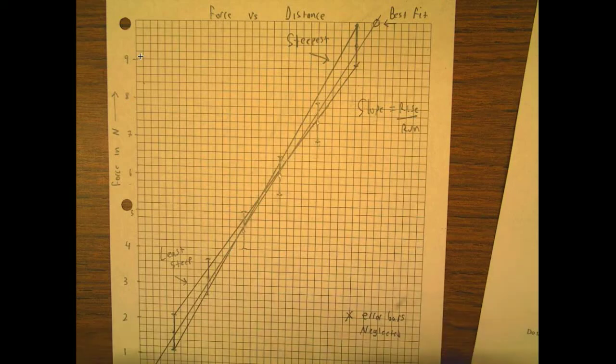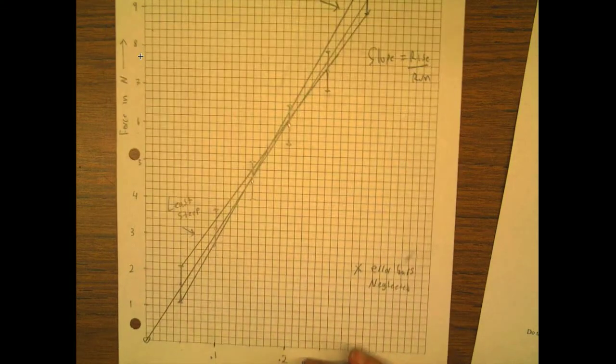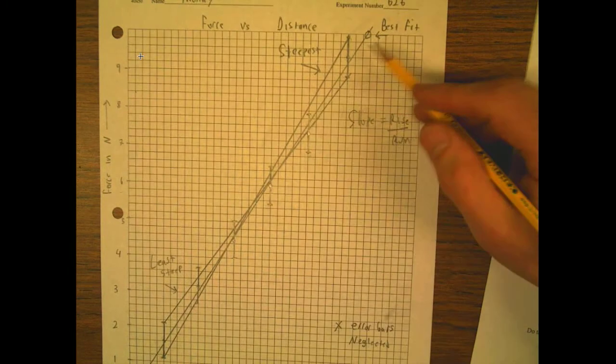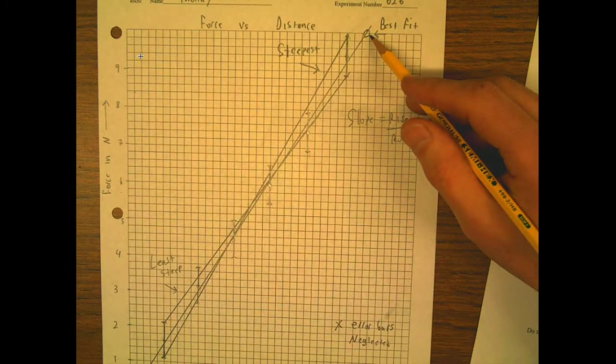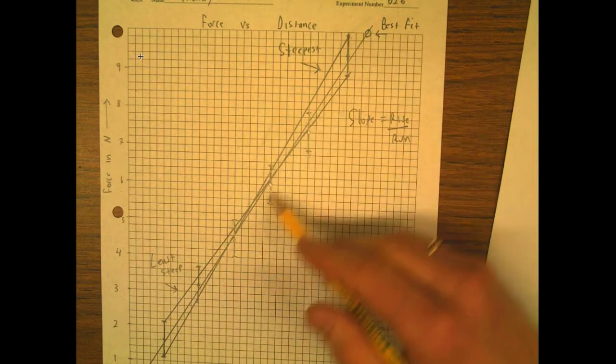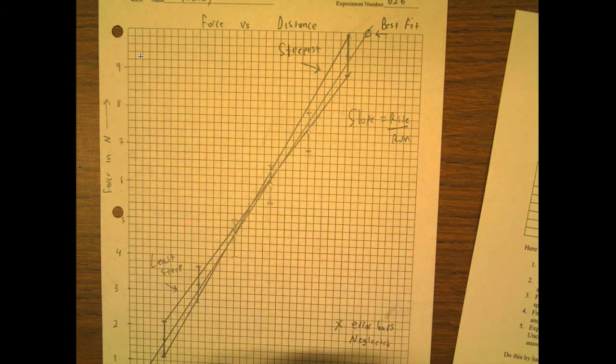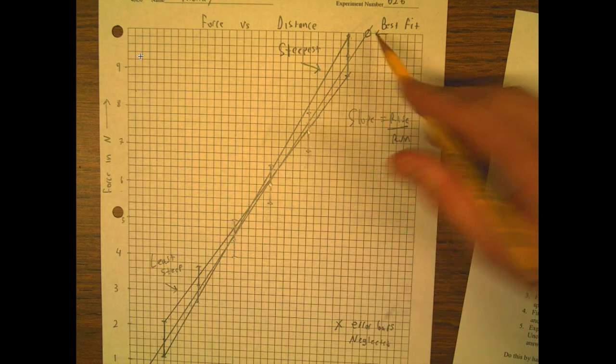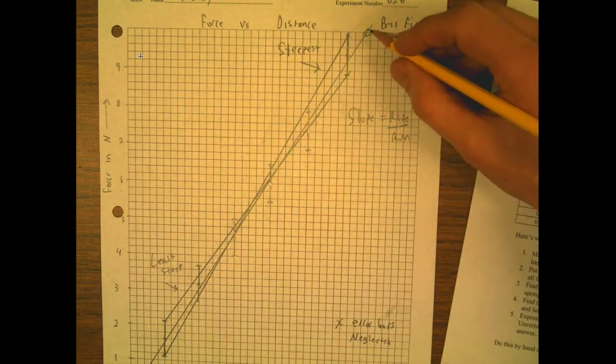Okay, so let me just show you how to get the slope here. The only tricky one is the best fit line. For the best fit line, you're going to just draw a line as best you can see through those points, and it might not even touch a single point. And then we're just going to go rise over run for the best fit line.